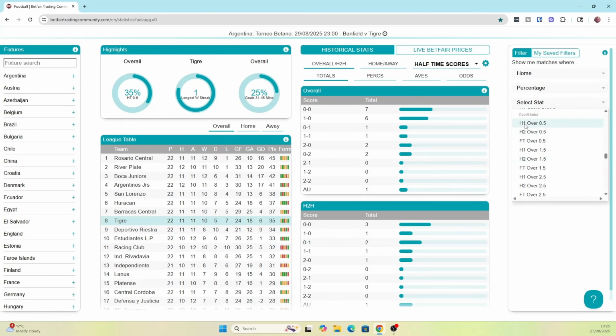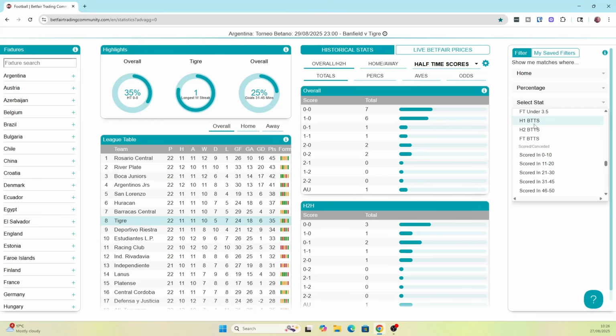Overs, unders, again, over just means over 0.5 goals, so 1 plus goal is over 0.5. Same with over 1.5. And then you've got half one, half two, full time here again. So half two will mean that they score in the second half more than 1 goal or more. And you've got lots of different options for those depending on how many goals you want to be scored.